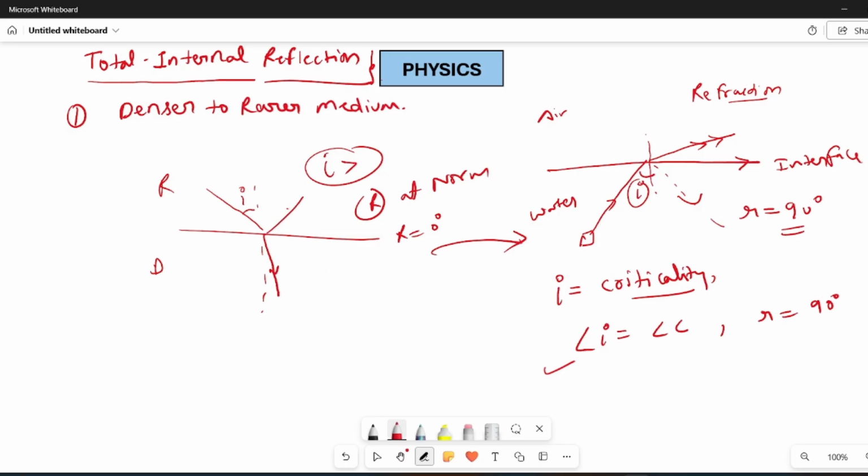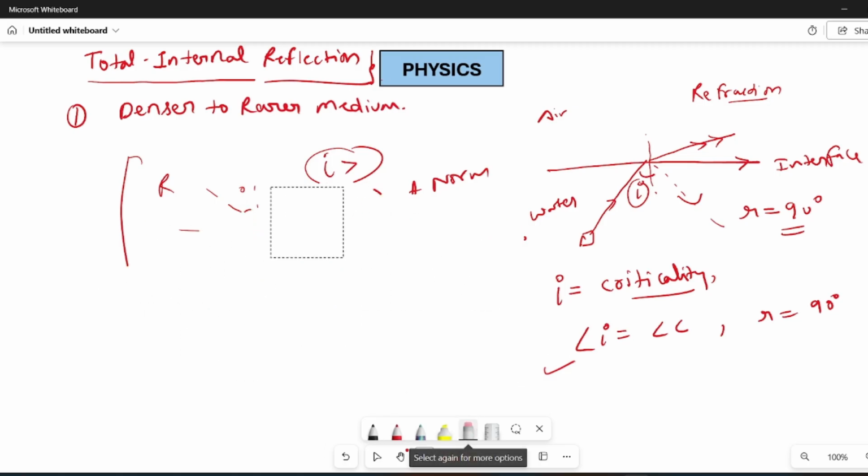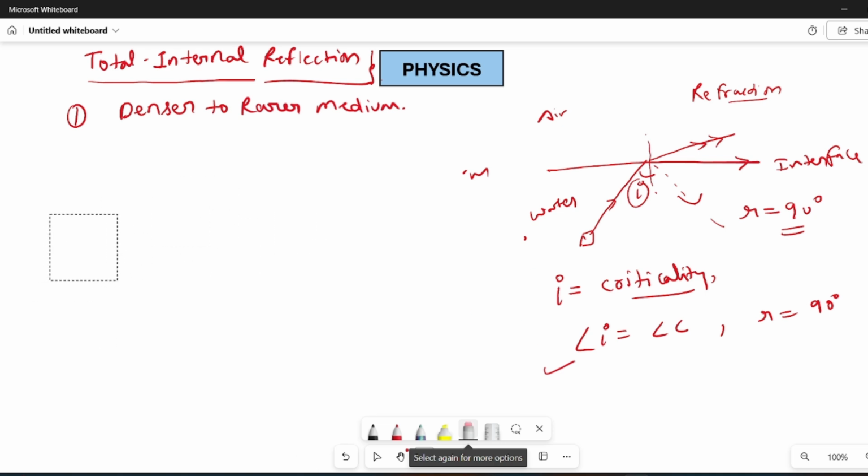Light will never come back to the same medium. Because after that, as you keep further increasing, the light will always travel to the normal. And this particular barrier stops TIR, total internal reflection, from happening in the rarer to denser phenomenon. So this TIR process is restricted to this concept. It will always happen in a process where the light is traveling from denser to rarer.